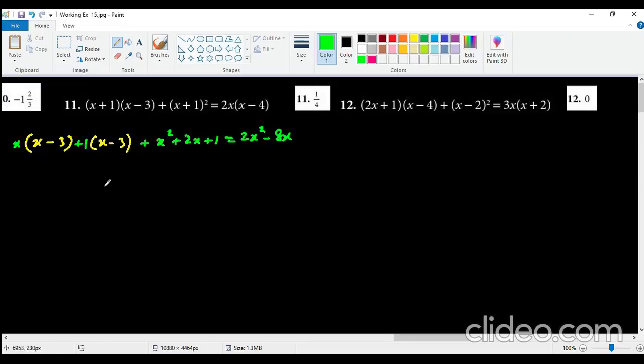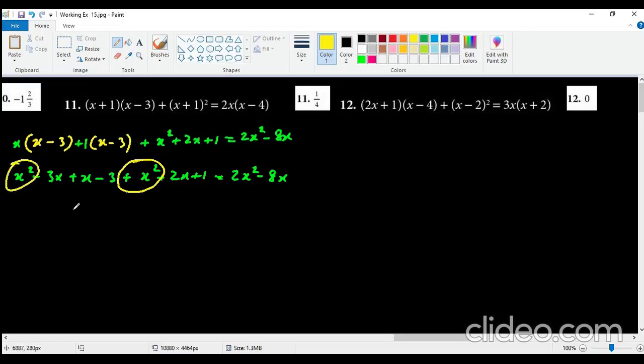Now comes x square minus 3x plus x, and minus plus is a minus 3 plus x square plus 2x plus 1 equals 2x square minus 8x. Now as you can see, these two are like terms. This plus x square and plus x square are going to be 2x square on the left hand side.